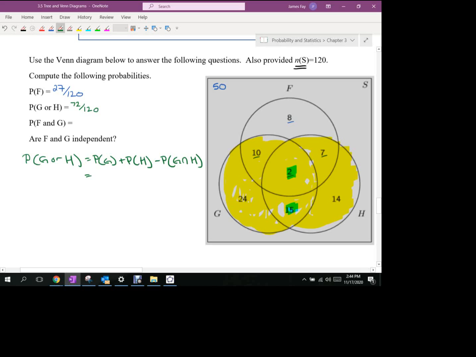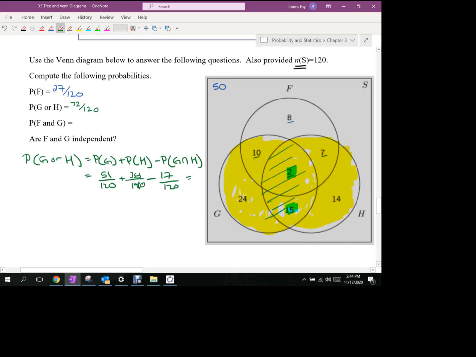So there's 17, 27, 51 things in G out of 120, plus then H, so there's 21, 23, 38 items in H. Okay, if I add those together, obviously that gives me what? 89, and it's not the 72 that I'm looking for because I counted these 17, those were the ones that were in G and H.